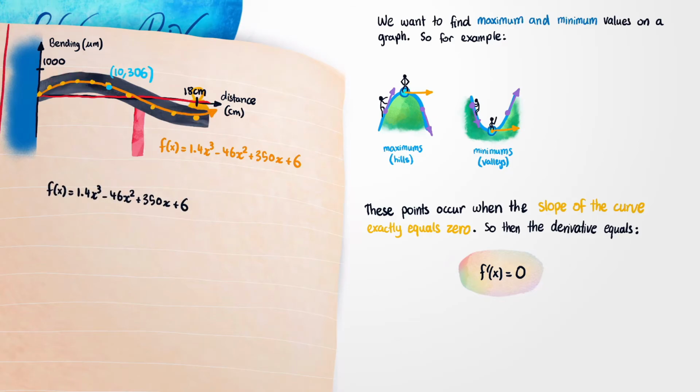Okay, so in order to differentiate f of x, the first thing we're going to do is bring the power down over here, so that we're going to get 1.4 times 3, which is just the same thing as 4.2.